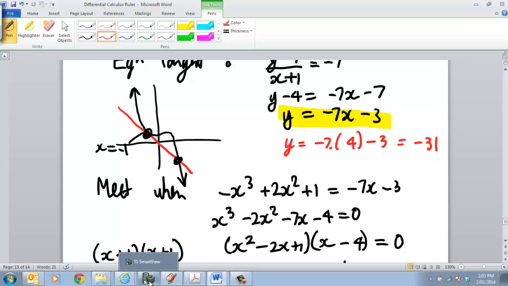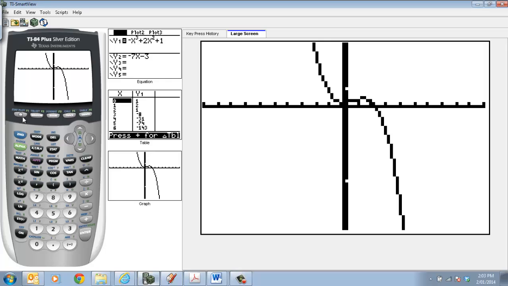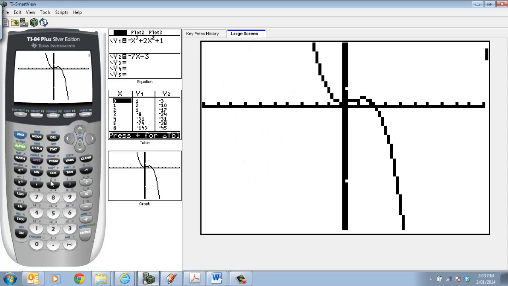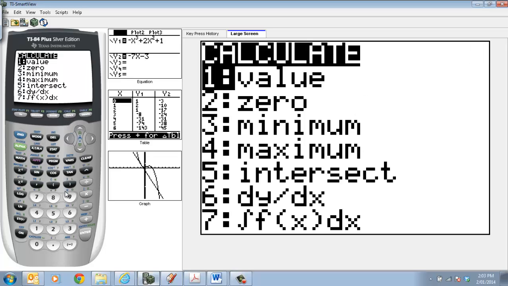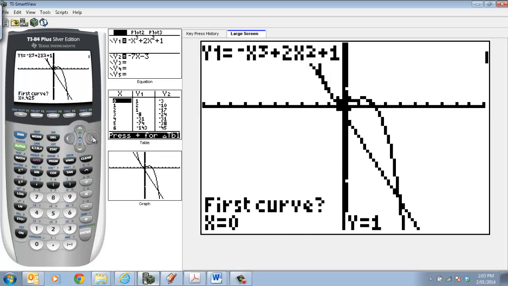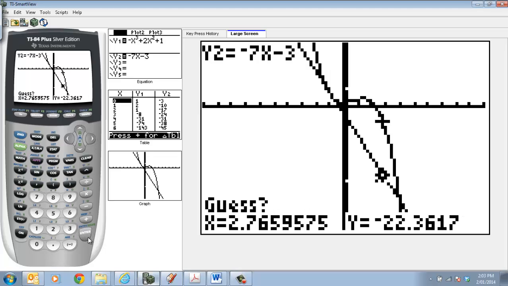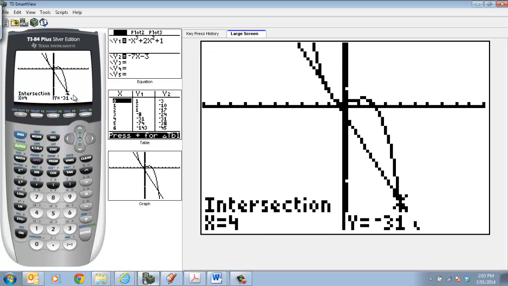Now, I can go back to my calculator and put that equation in. I've already done that because I've done this question prior to this. If I put that there, enter, and now graph that, you can see it's the tangent at this point here and it's cutting again at that point down there. Now, if I want to find where these two curves meet, I can go to my calc, go to number 5, and if I get close to where these points meet, enter, it actually tells me what that point is. So by using my calculator, I've checked to make sure I've got the right answer.